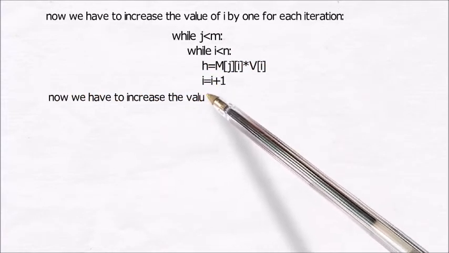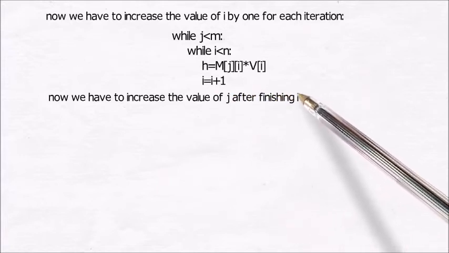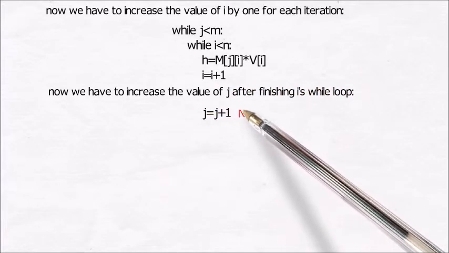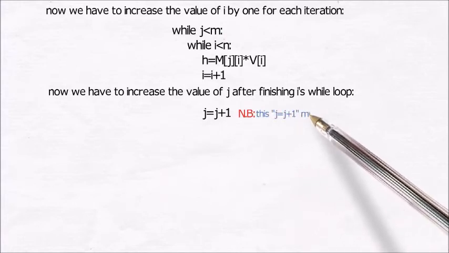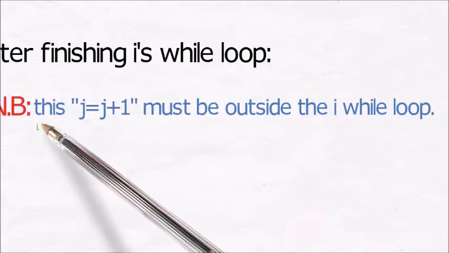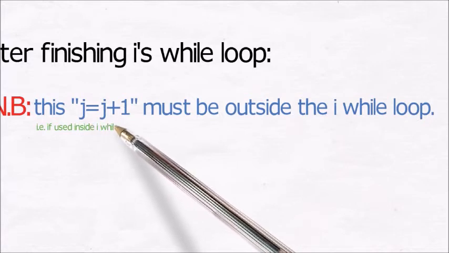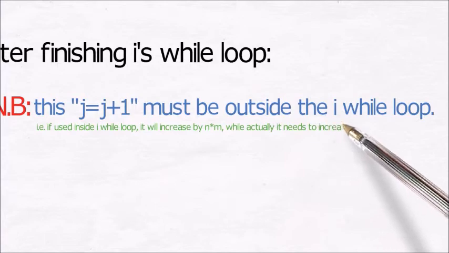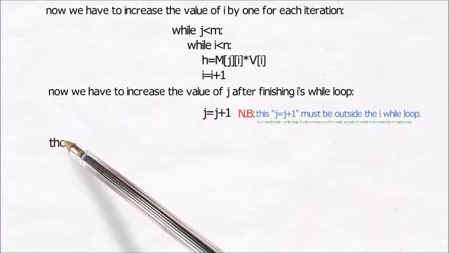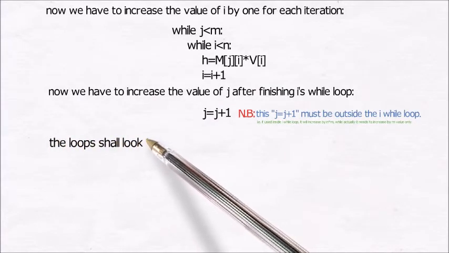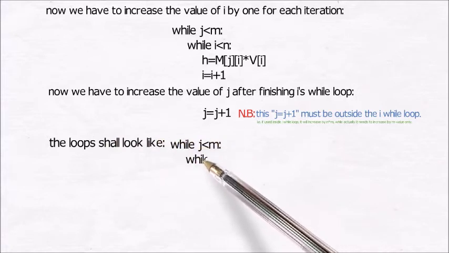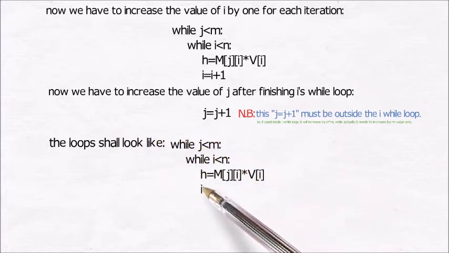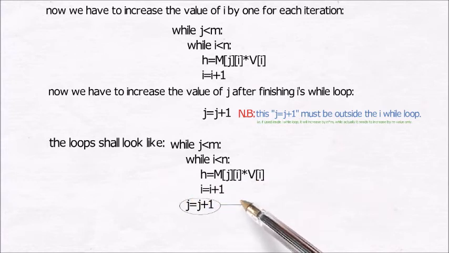Now we have to increase the value of j after finishing i's while loop. j equals j plus 1. Note this j equals j plus 1 must be outside the while loop. If used inside the while loop, it will increase by n multiply m, while actually it needs to be increased by m value only. The loops shall look like: while j less than m, while i less than n, h equals m of j of i multiply v of i, i equals i plus 1, j equals j plus 1 outside the second while loop and inside the first while loop.